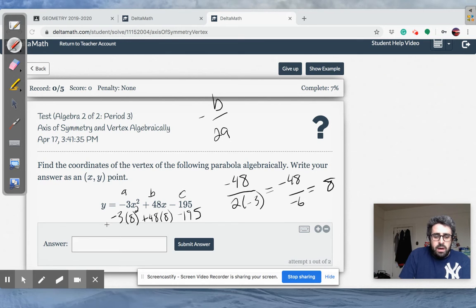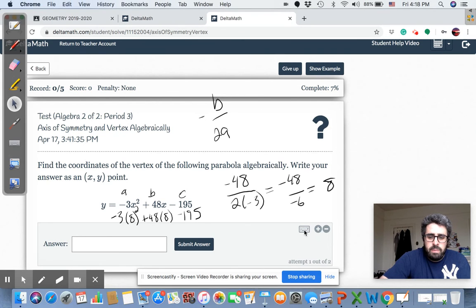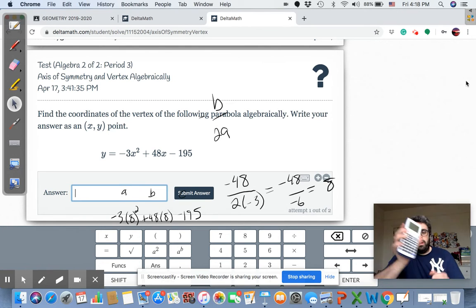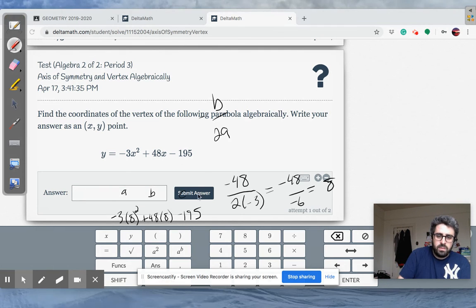And then I'm going to use my calculator to do this. So I'm going to go here to the calculator, and I'm going to use my calculator here because it's kind of cut off for me. So I'm going to say negative 3 parentheses 8 squared plus 48 times 8 minus 195. So I got negative 3. I'll write that down. So this came out to negative 3.